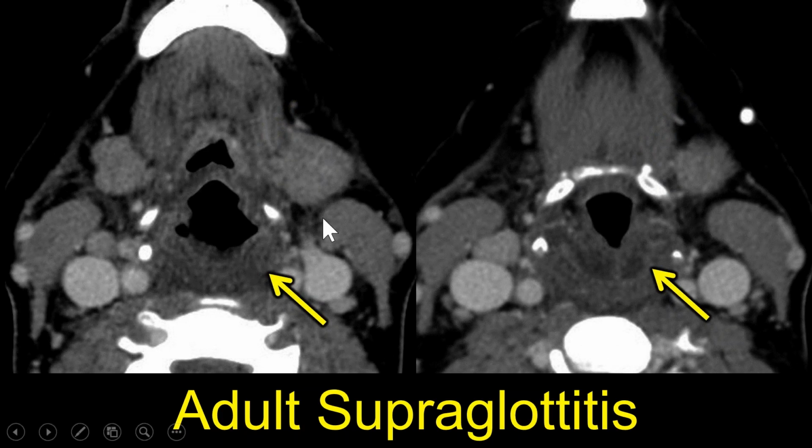Here's another case. Again, these are axial post-contrasted CT images. I can see contrast in the jugular and the carotid on both sides, and I can see all these wet, boggy changes here behind the airway. So that's what we see with adult supraglottitis.